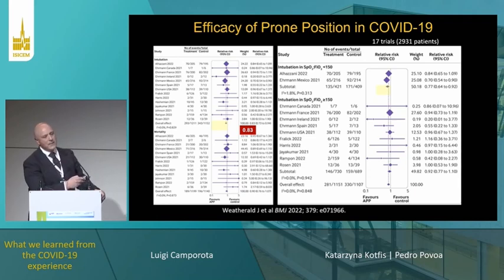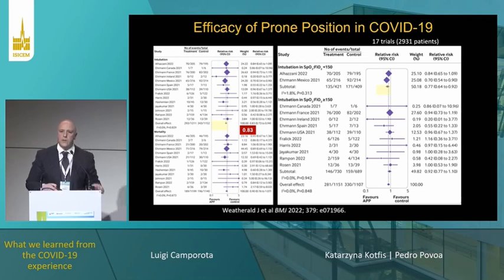when you put all the studies together and you look at intubation as an outcome or mortality as an outcome, you can see there is no difference in mortality, but there is a quite good signal in favor of prevention of intubation. And you can see there, particularly if the PF ratio is below the 150 threshold.